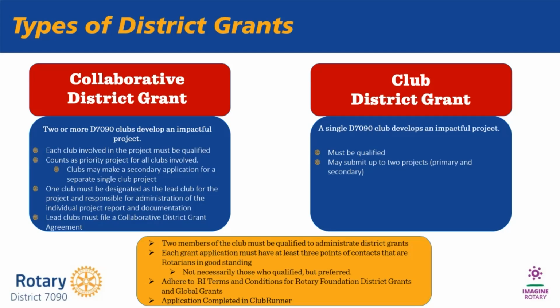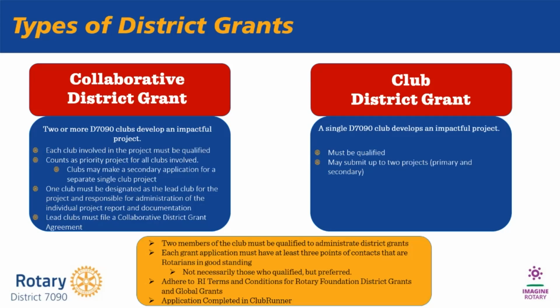So what does that mean? At the end of the term, if not enough clubs have applied or we have money left over, we'll allow secondary applications and we'll fund 2 projects for a club. We'll do it until the money runs out. One club must designate a lead club for the project that's responsible for the administration of the individual project report and documentation. So if you partner with 4 other clubs, we're not going to make all 5 clubs submit receipts and bank statements. Just one club needs to do that. We try to make it as easy as possible.